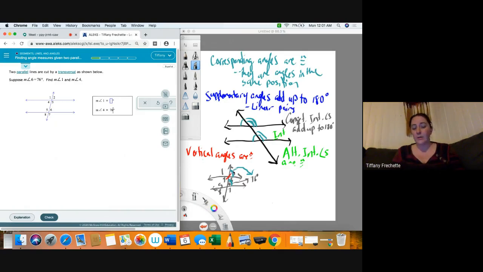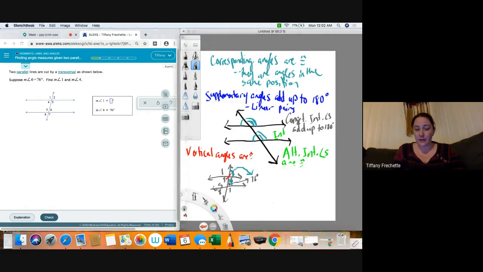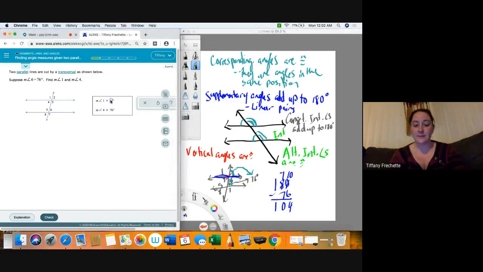So now, once I have either 4 or 2, I can use my supplementary rule. So I'm going to come down here and grab blue. I'm going to draw a line here. So I have a line, and 2 and 1 are on the same line, so I know they have to add up to 180 degrees. And I know that 2 is 76 degrees. So I can subtract and get 104. So I know that angle 1 has to be 104 degrees. All right.